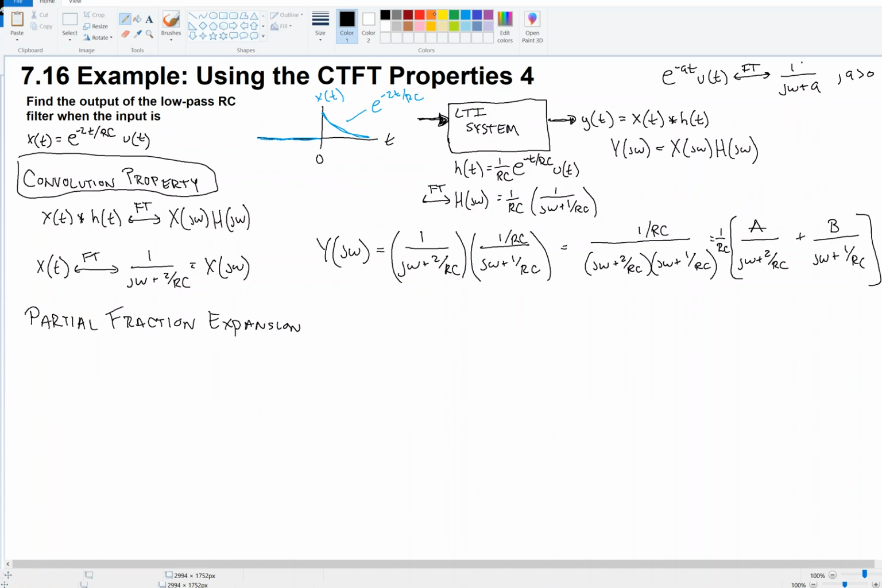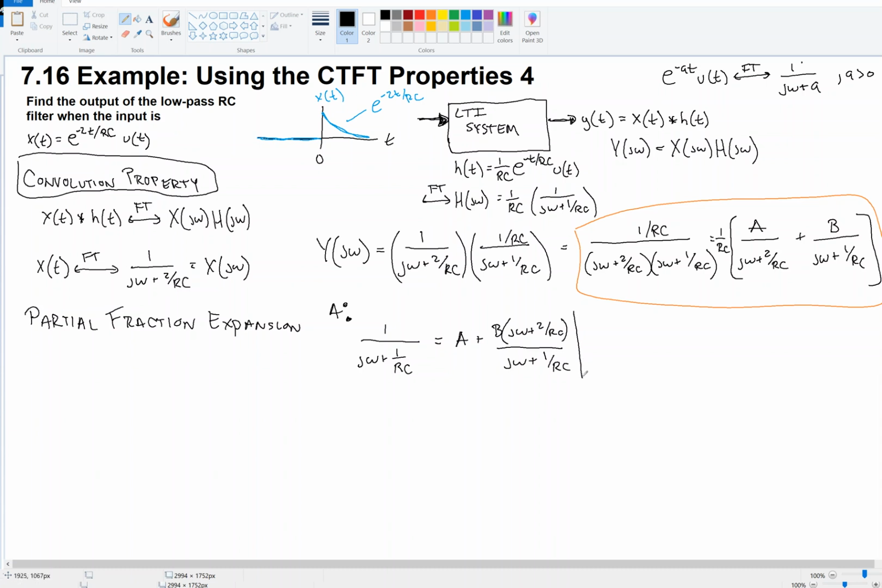So I'm going to take this equation that I'm going to box in orange, right? And it's an equation. And I'm going to multiply everything by A's denominator, and also cancel the 1 over RC's. So on the left, I have 1 over j omega plus 1 over RC. So by the way, I should say this is to find A. Multiply by A's denominator. So I have 1 over j omega plus 1 over RC, because this factor cancels, equals A plus B times A's denominator over B's denominator, like that.